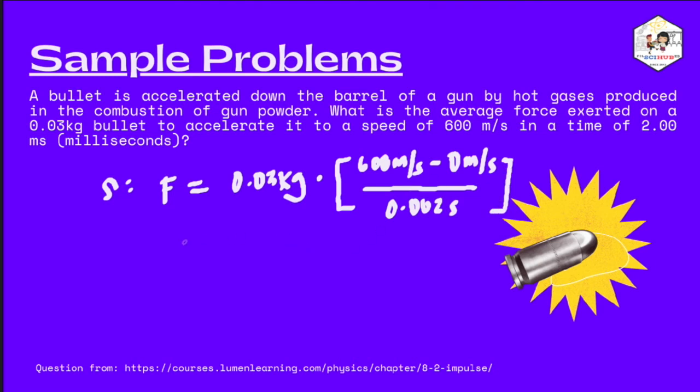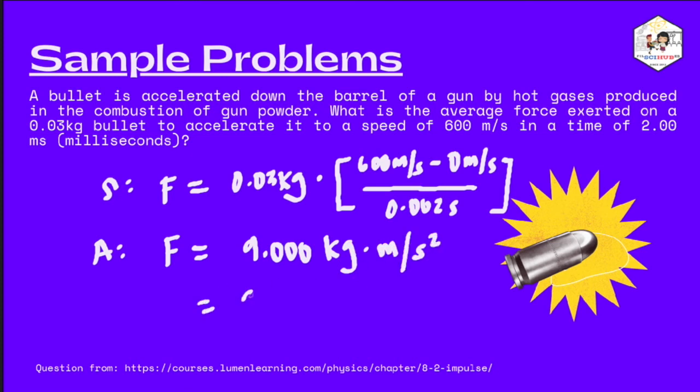Now, if we input all of this in the calculator, we find our answer, which is force is equal to 9,000 kilograms times meters per second squared, or simply 9,000 newtons.